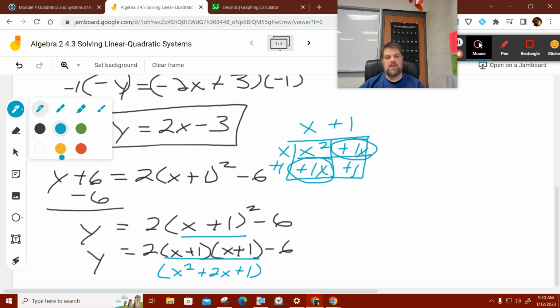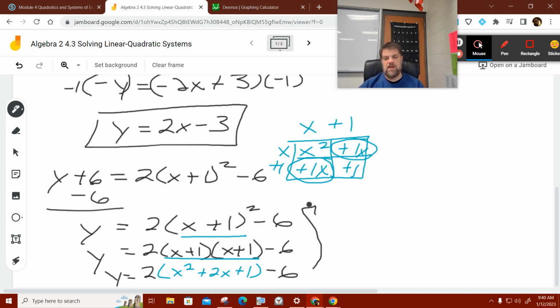Okay. Now the next thing I'm going to do is distribute the 2 through the parentheses. Okay. So when I do that, I'm going to write this up here. I get y equals, what's 2 times x squared? 2x squared. What's 2 times positive 2x? Positive 4x. What's 2 times positive 1? Positive 2.